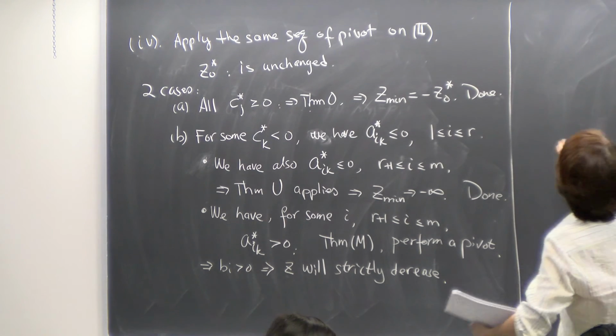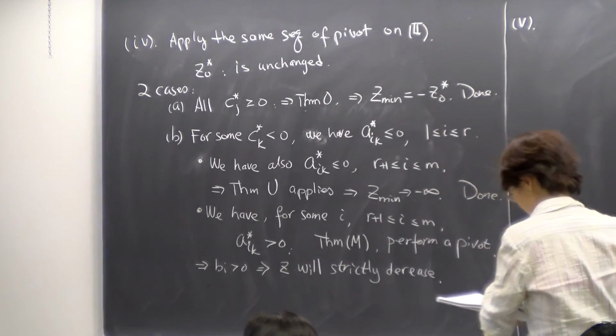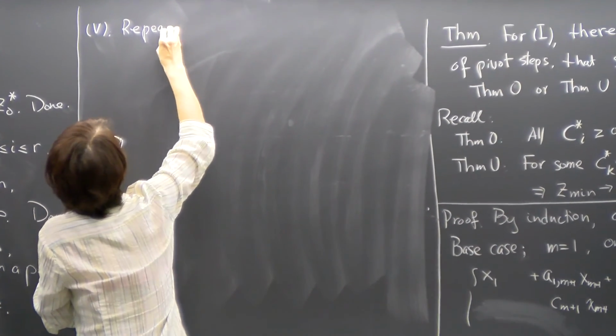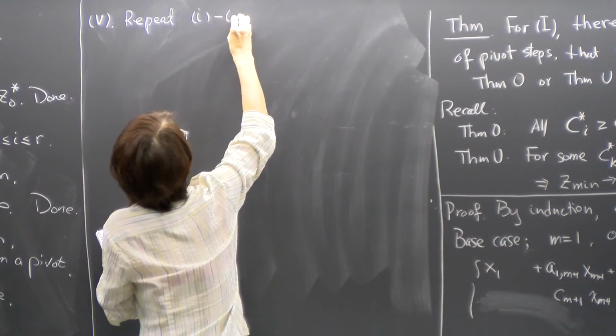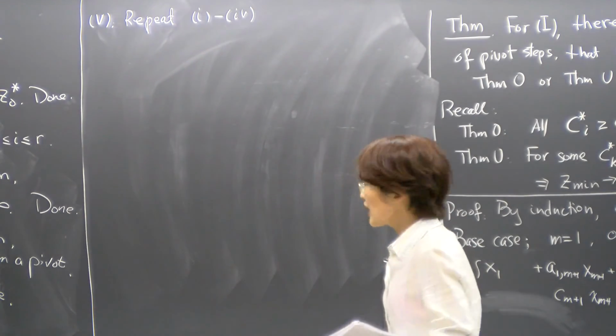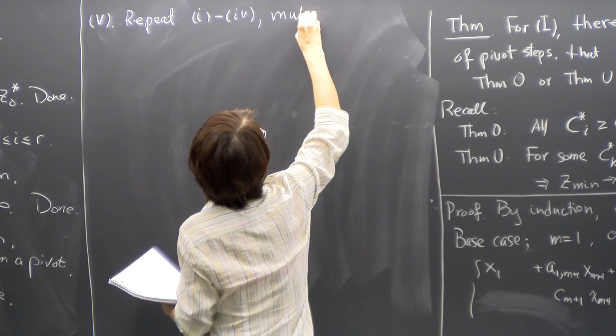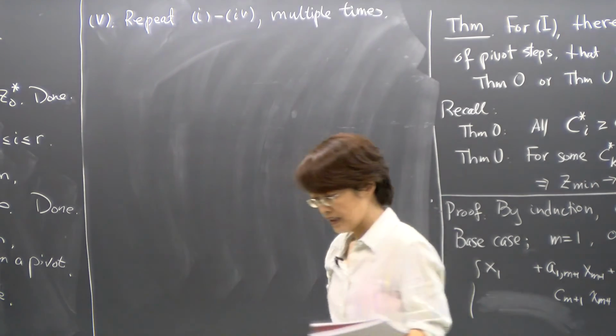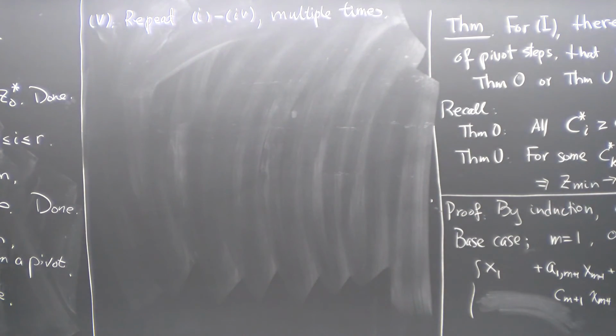So here's the final step. Step 5, in the case A. I will repeat 1 and 4 multiple times as I need. And then each time, I will either finish the problem, or if I don't finish, z will be strictly decreasing. And then the same argument we used for the non-degeneracy can be applied. If z is strictly decreasing, this can happen only finitely many times. Is that clear?